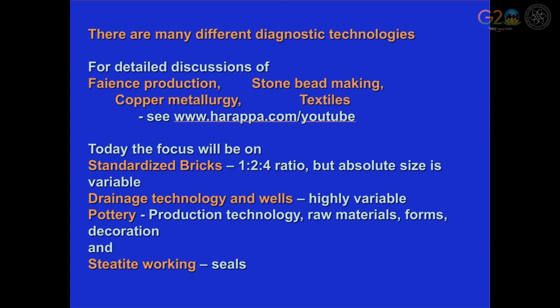I've talked about faience, stone bead making, copper metallurgy, and textiles, and these are longer presentations that are available online at harappa.com YouTube. But today I'm going to focus on standardized bricks, which in themselves are a very important diagnostic of what we consider to be Harappan culture. I'm going to show that they actually begin during the Early Harappan period and continue into the Late Harappan period. I'll briefly talk about pottery and drainage as well, and wells, and hopefully get through to the discussion of steatite seals.